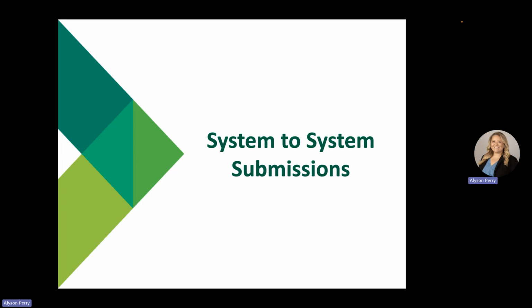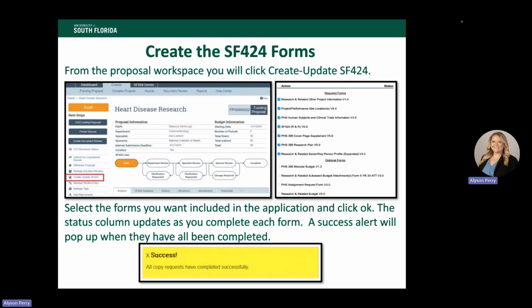Now we will move into system-to-system submissions. One of the really key characteristics of this system that we're very excited for, especially in our central office, is that we now have the capability to submit directly to grants.gov, and that is what a system-to-system submission is. Now to create an SF424 form, you will click on this Create or Update SF424 form button. A pop-up will generate, and once you've input the package ID that you're going to submit for, it will tell you the required SF424 forms that you need to fill out, and also some optional forms as well.